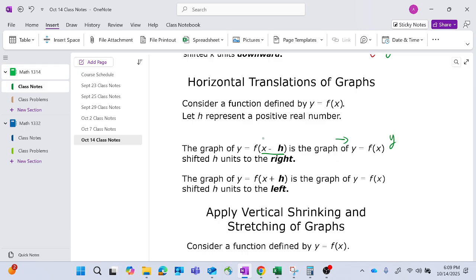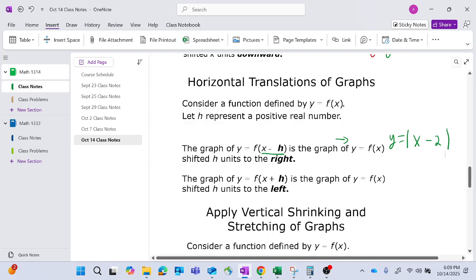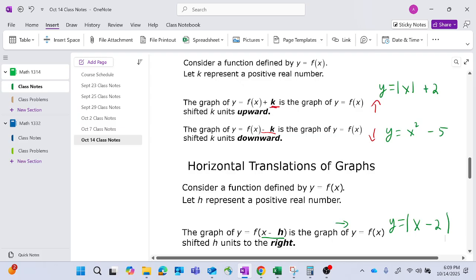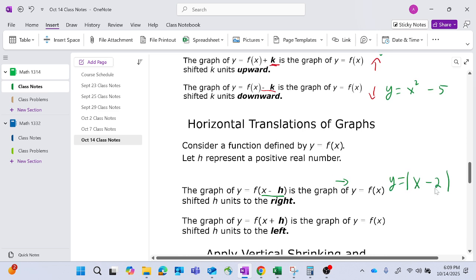An example could be y equals, let's use the absolute value again, absolute value of x minus 2. This 2 is right with the x, which is different than we had before. Before, the 2 is outside, kind of away from the x, so that's why it's going up. But in this case, the 2 is right with the x, like inside the absolute value function. So in this case, you're going right 2. What happens with the x is always kind of the opposite than what you expect. So y equals the absolute value of x minus 2, the graph is going right 2.